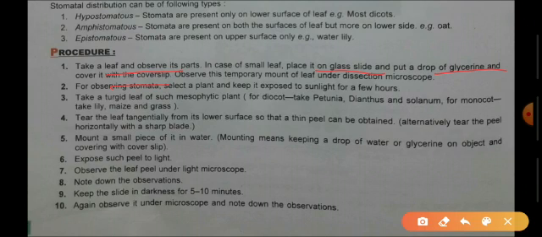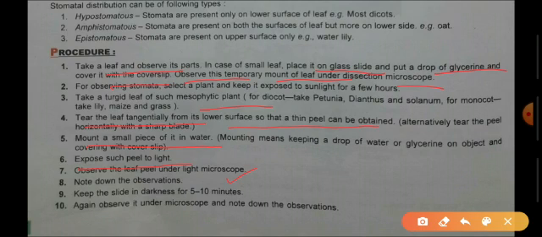Fifth step is covering the leaf peel with a cover slip. And finally, the leaf peel is observed under the microscope. Some features are viewed when we observe the leaf peel under the microscope. The observation is that small oval or oblong pores are visible in between two kidney-shaped guard cells. These pores are the stomata.